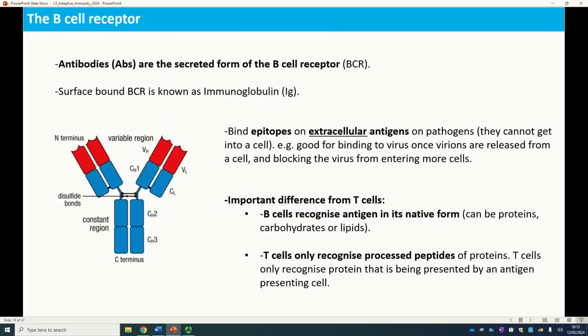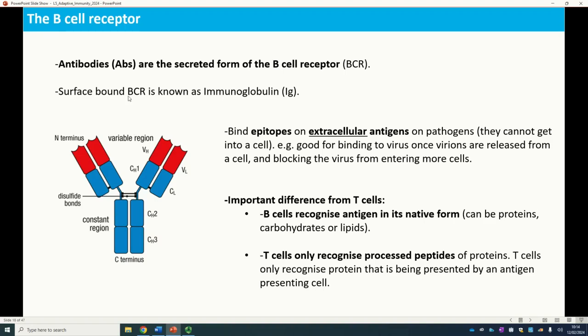So let's focus now on the B cell receptor. As I've already mentioned, antibodies are the secreted form of the B cell receptor for that specific cell. Generally, surface-bound B cell receptor is known as immunoglobulin, but that term is a little bit more fluid. So when you see immunoglobulin, it also refers to antibody now. You're not going to be corrected if you call antibody immunoglobulin, but traditionally immunoglobulin was the surface-bound B cell receptor.